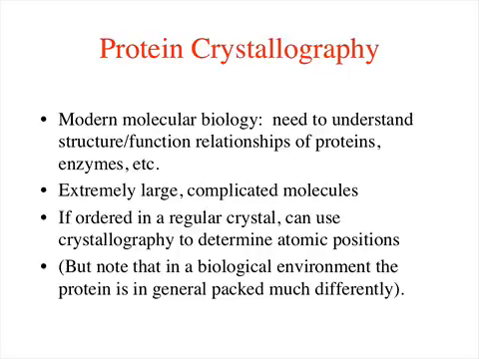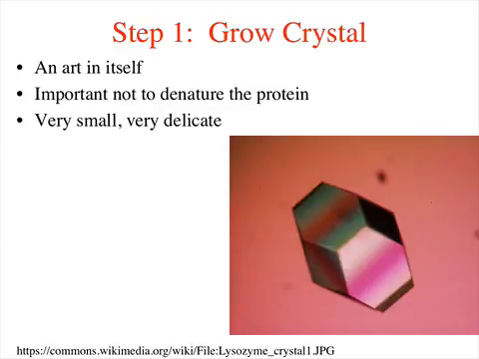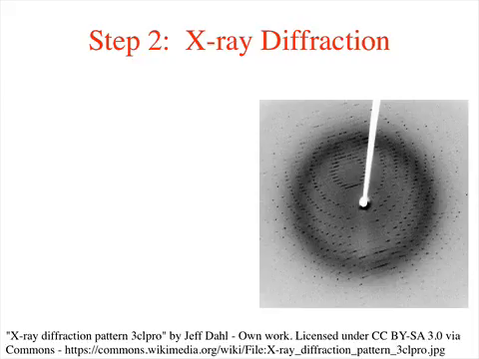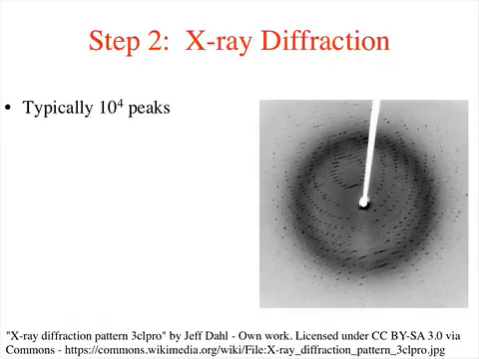The first step in protein crystallography is to grow a nice single crystal, and that is actually quite difficult. It's an art in itself. You want to make sure that you don't denature the protein in the process, change its chemical structure. These things are very small, probably a millimeter or less across, and they're typically very delicate, hard to handle. The next step is to perform an X-ray diffraction measurement, or more precisely a whole series of measurements.